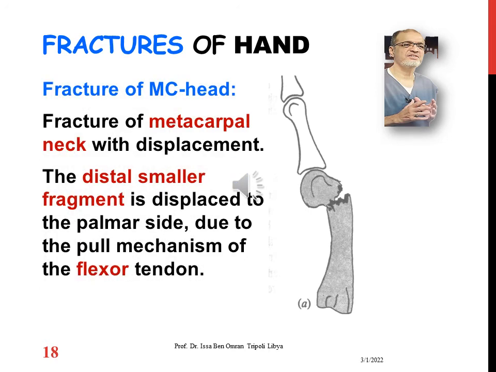Regarding the fracture of the metacarpal neck with displacement, we should know that the distal smaller fragment, as we see here, is displaced to the palmar side of the hand due to the pull mechanism of the flexor tendon. The small fragment is pulled to the palmar side of the hand.